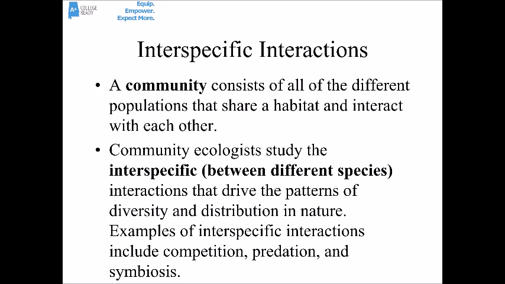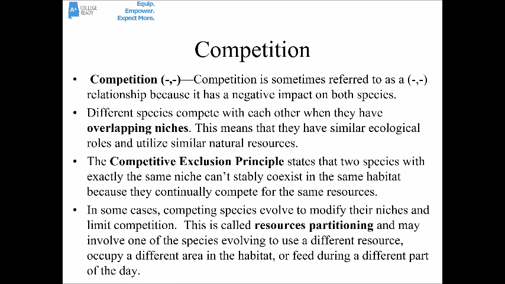Today we're going to talk a little bit about community ecology. A community in ecology consists of all the different populations that share a habitat and interact with each other. So they're living in the same place at the same time. Community ecologists mostly study interspecific, between different species, interactions that drive the patterns of diversity and distribution in nature. Examples of these interspecific interactions include things like competition, predation, and symbiosis.